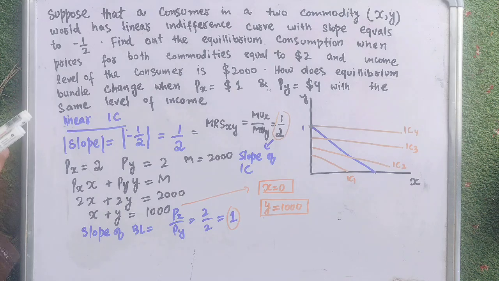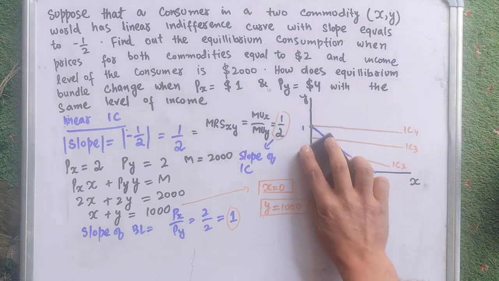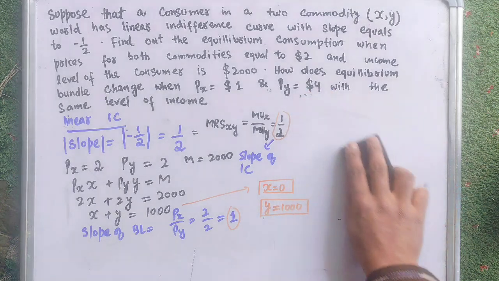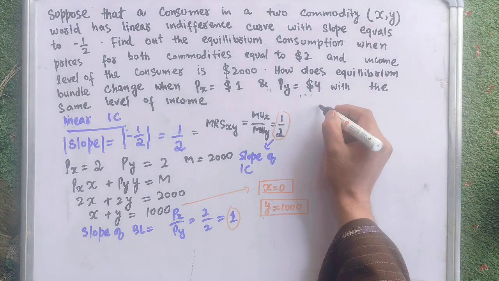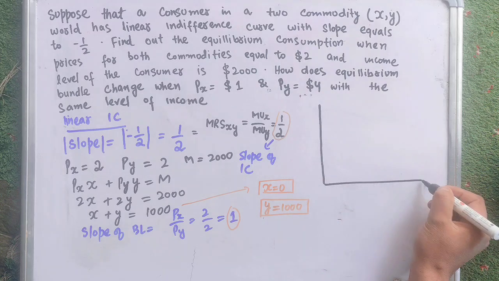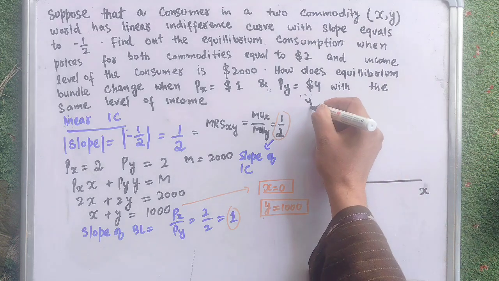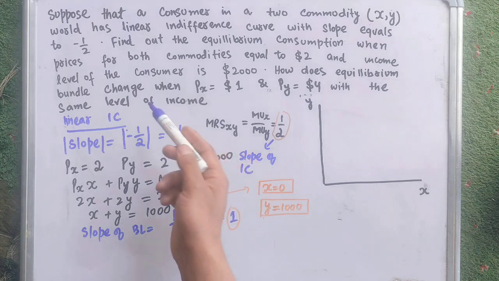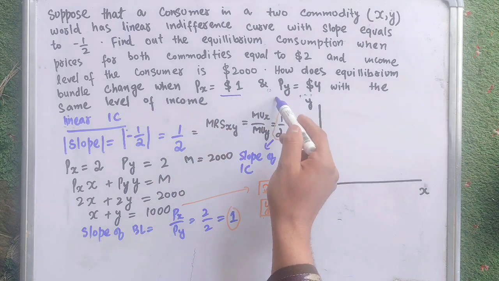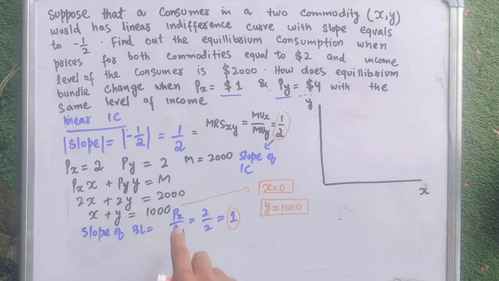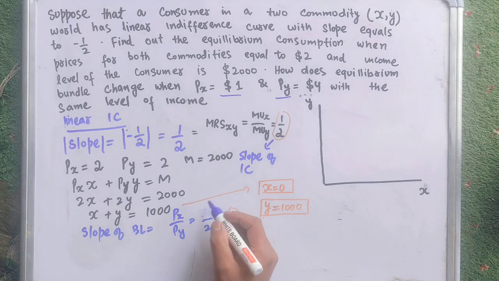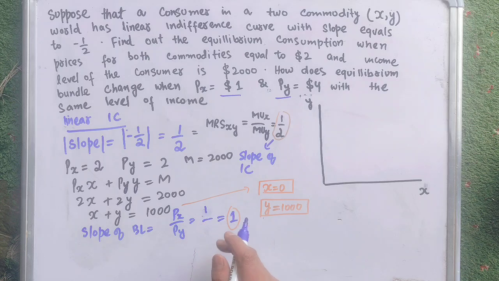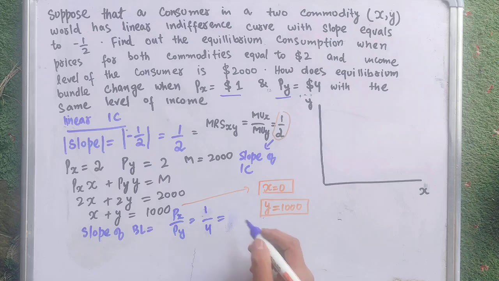Now in the second scenario, let me rub this and draw it again. Again we have X and Y. In this case we are being told that the price of good X is 1, price of good Y is 4. So what will be the new slope? Price of X upon price of Y. Price of good X is 1, price of good Y is 4. So we get 1 upon 4.